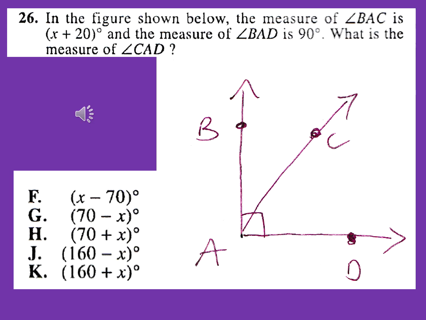Number 26, I redrew the figure that originally came with the sample test. That's because in the one that was originally there, I had written in some extra information that I want to wait to show you. So it says here in the figure, the measure of angle BAC is x plus 20, and the measure of angle BAD is 90, which of course you can see with the little square and the right angle marker. The question is, what is the measure of angle CAD? And we have x minus 70, 70 minus x, 70 plus x, 160 minus x, and 160 plus x.